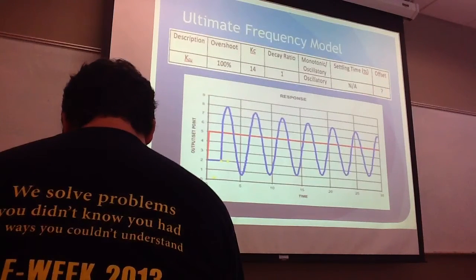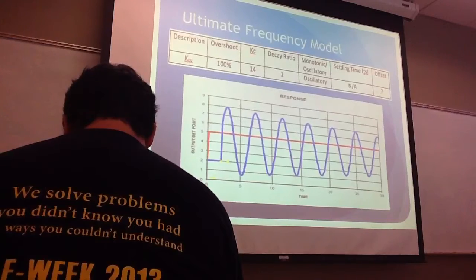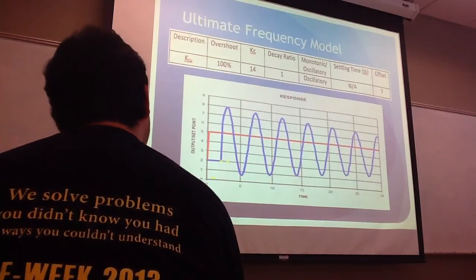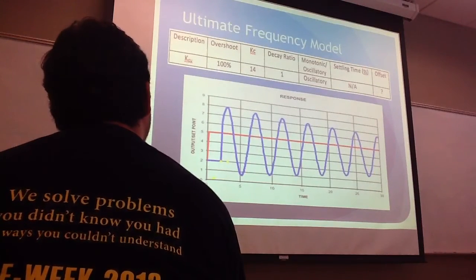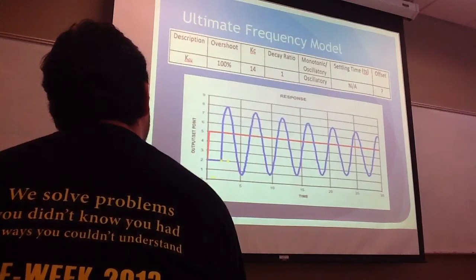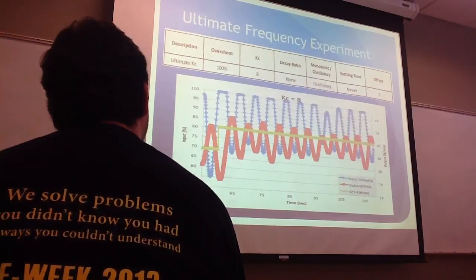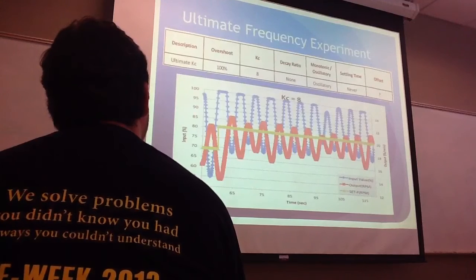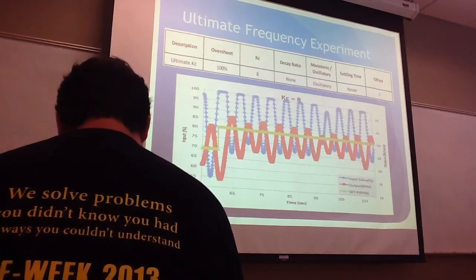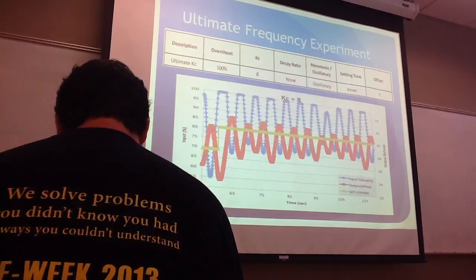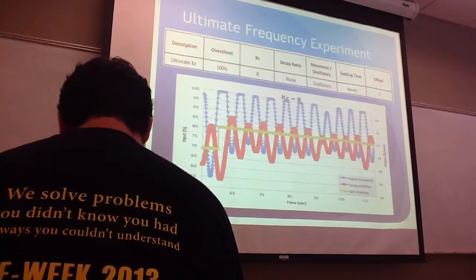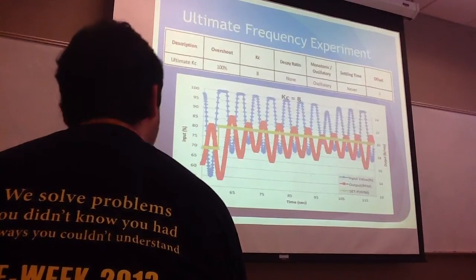For our ultimate frequency experiment, for the ultimate frequency model, it began to oscillate at KC equal to 14. The offset and the settling time are unknown. For the actual experiment of ultimate frequency, we had a lower KC, at about 7. Starting from 7 up, it has extreme oscillation, which is kind of useless data.